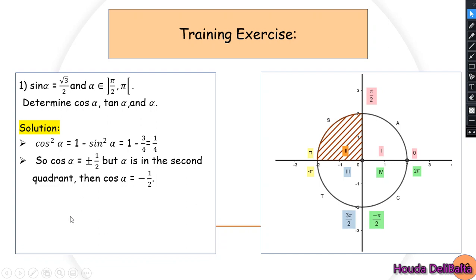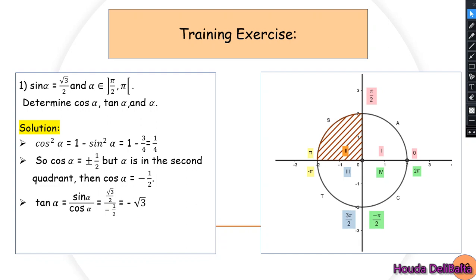half for cosine alpha. So tangent alpha, by using the previous results, I divide the given sine alpha by cosine alpha, and the answer will be radical 3 over 2 by minus half, cancelling 2 together, I will get minus radical 3.